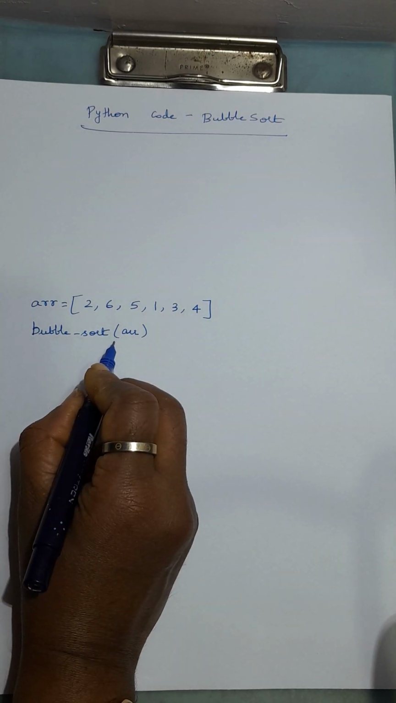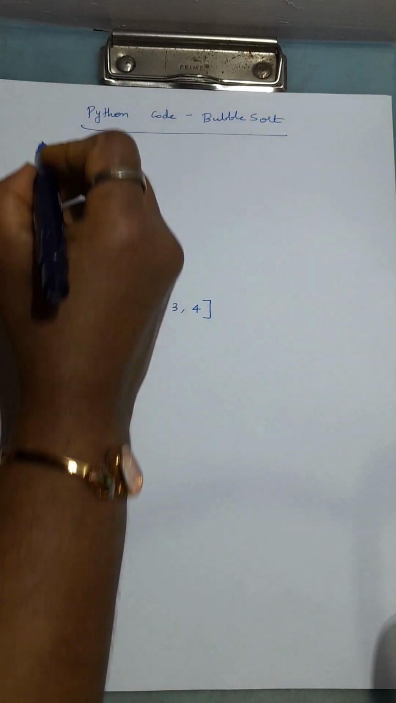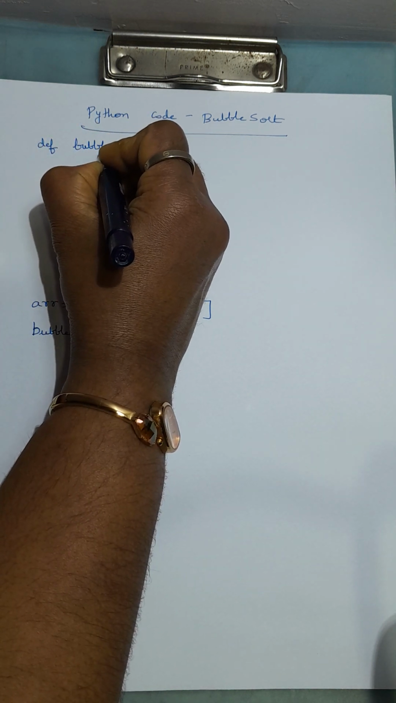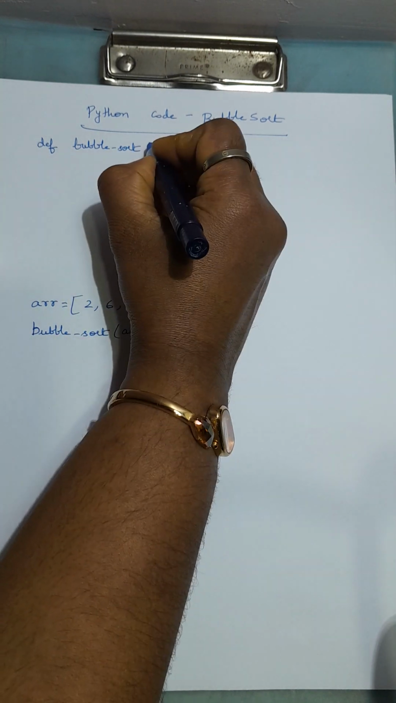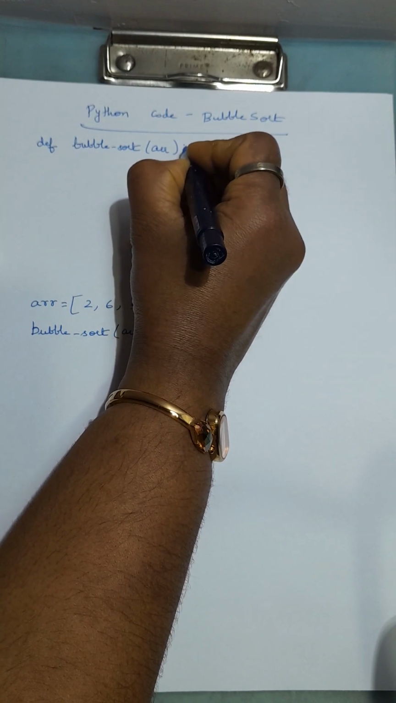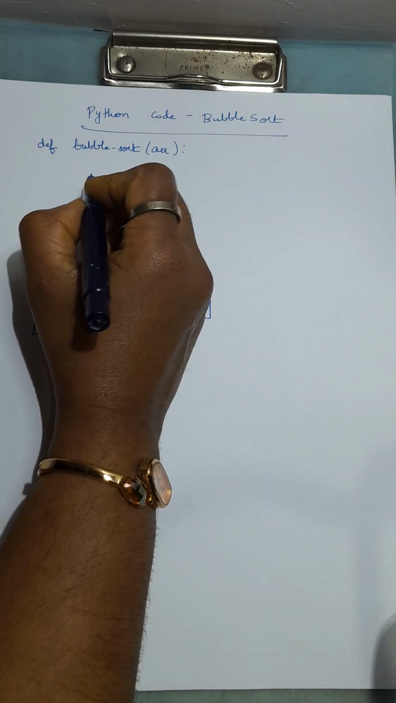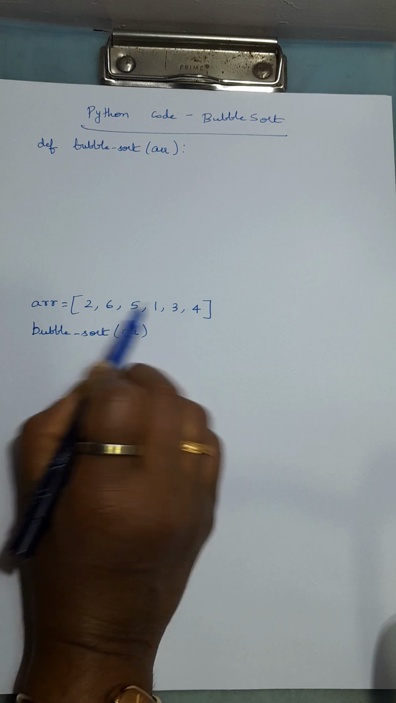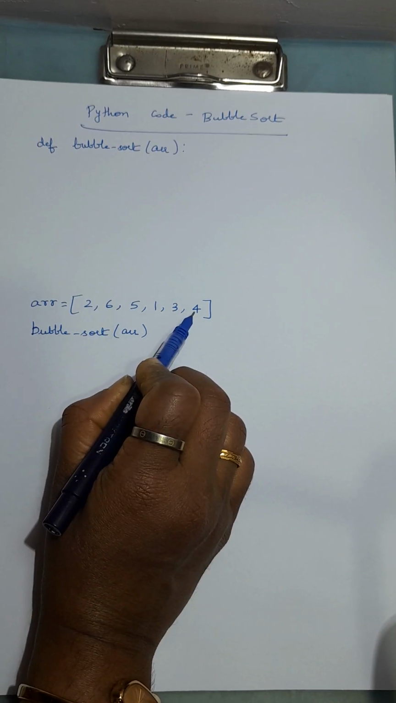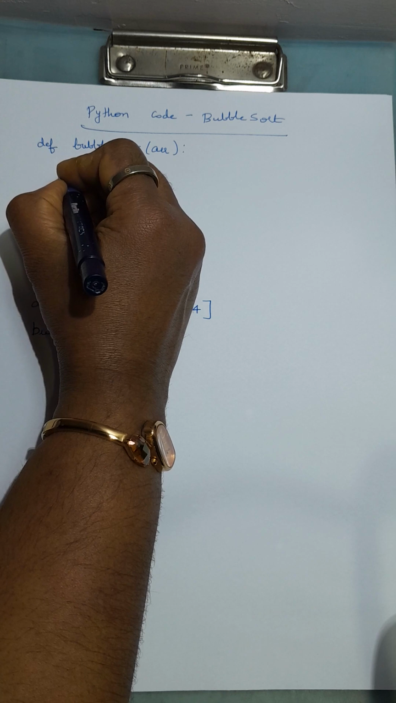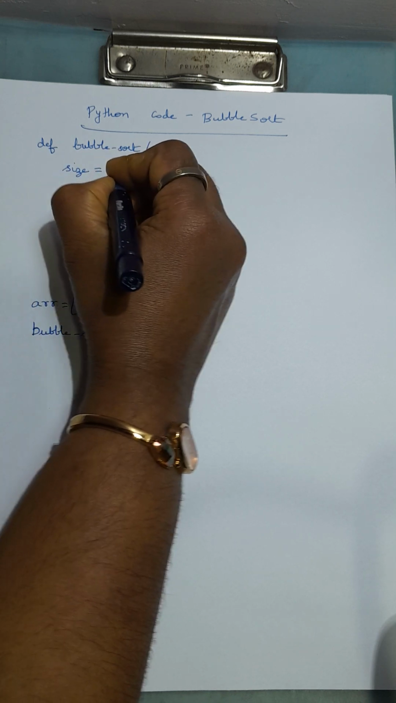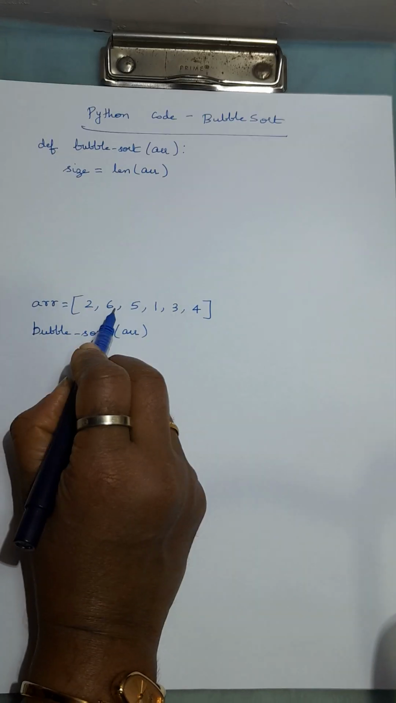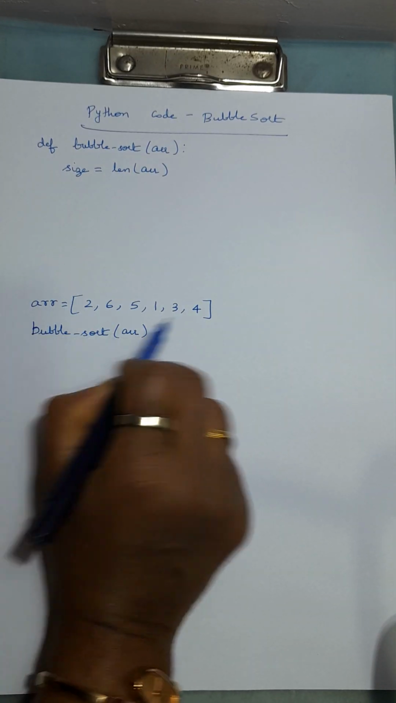Now since this is a function call, I need to write the function definition using the keyword def. So def bubble sort of argument array, ending with the colon. Fine. Now I need to first find out what is the size of the array. Size of the array could be found out using the len function. So I declare one more variable called size, len of array. Now size will have 1, 2, 3, 4, 5, 6 elements of the list.